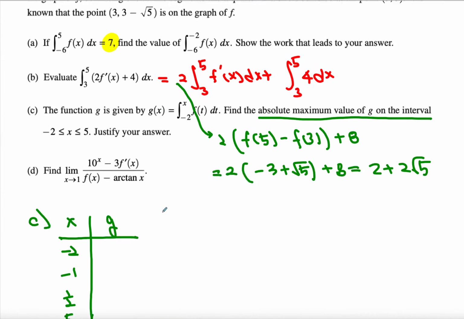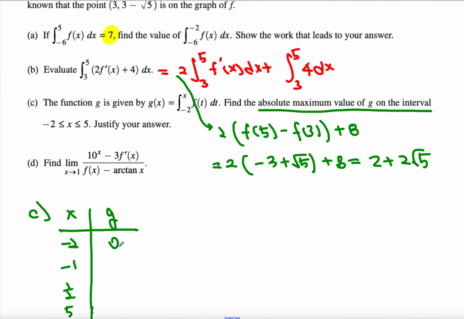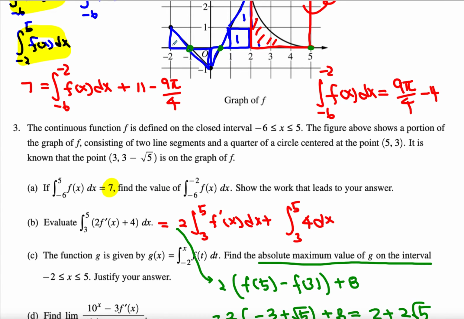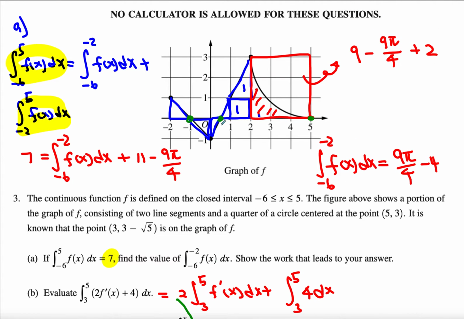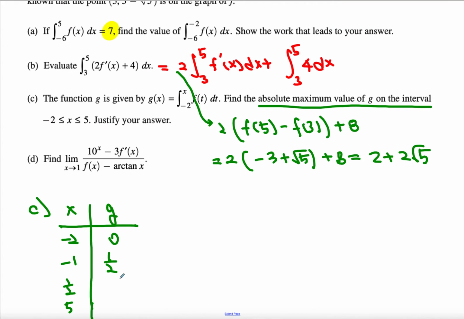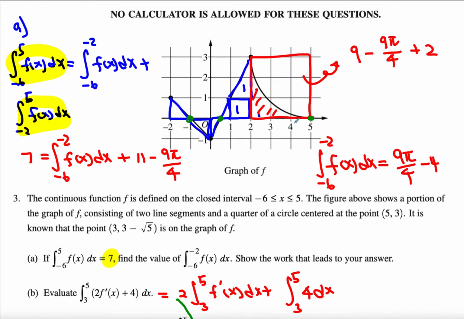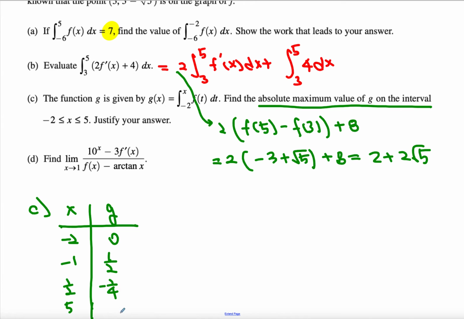Starting from negative 2, obviously the answer is equal to 0. When it was negative 1, what do I get? Base is 1, height is also what? 1, and then divide by 2. So 1 times 1 divided by 2 is 1/2. How about when I'm at 1/2? As we talked about, these two areas cancel away. So here we have 1/2 times 1 divided by 2, which becomes 1/4, but it's negative. And then the last one, here we actually calculated this portion already earlier, which was 11 minus 9 pi over 4.